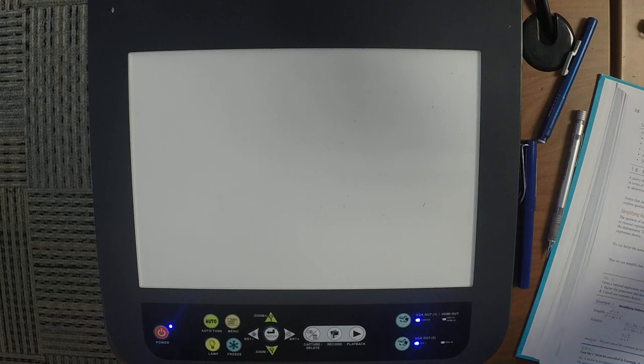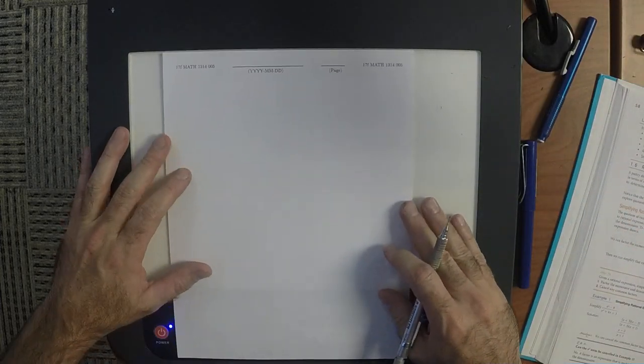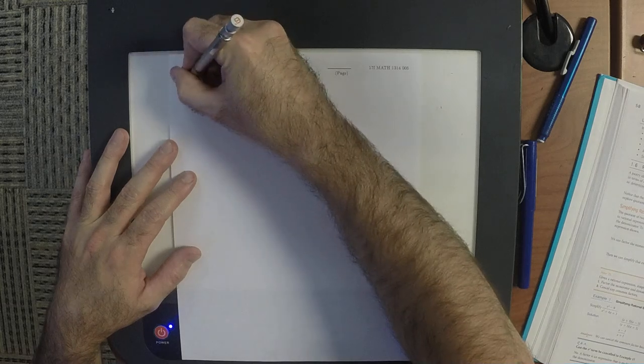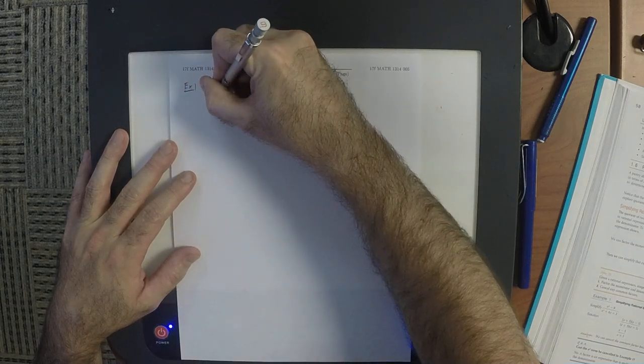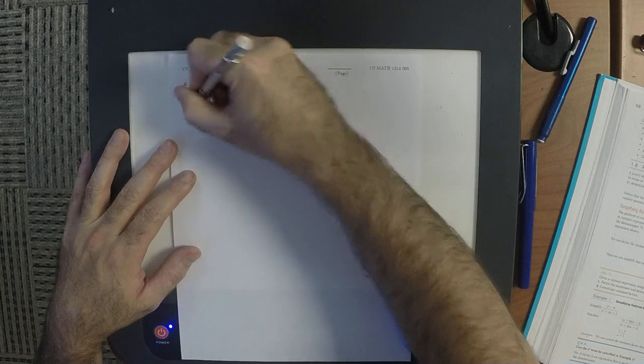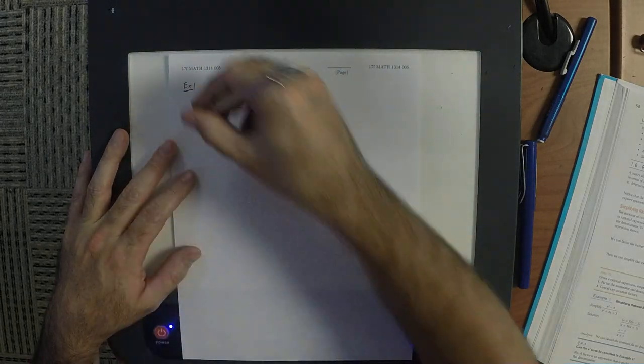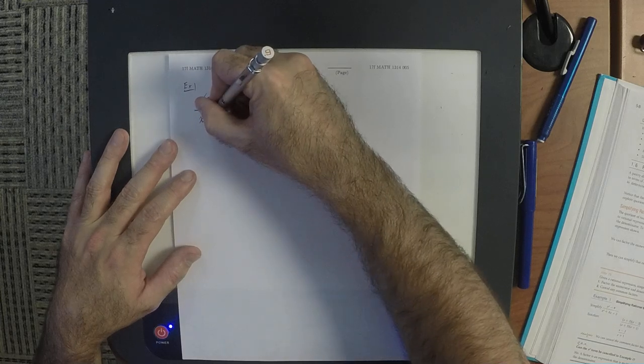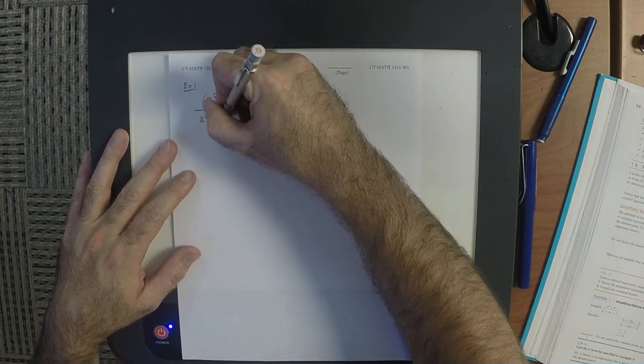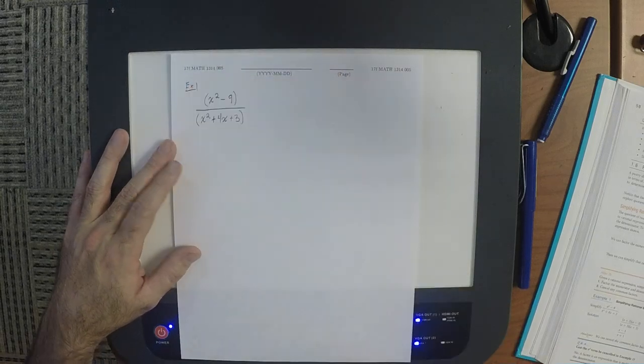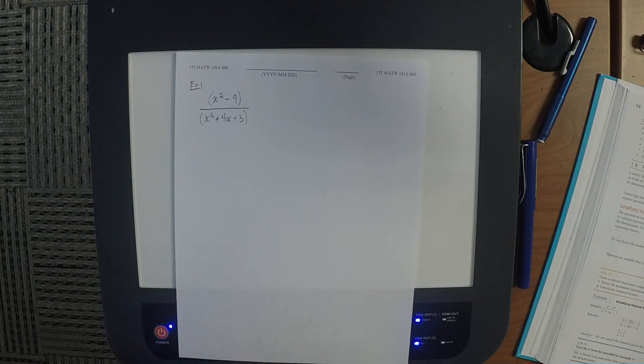Okay, let's try another. So how about x squared minus 9 divided by x squared plus 4x plus 3. Okay, so it's the exact same story as before, except the expressions are a little different.